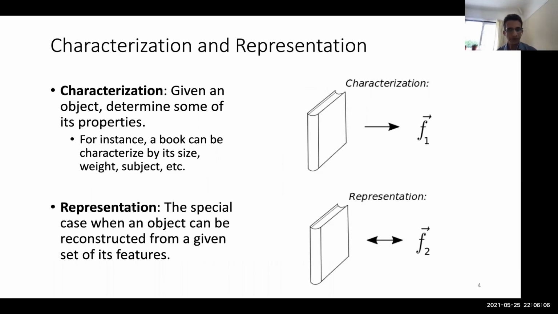It's important to understand the difference between characterization and representation. For any object, by characterization we mean finding a list of features that can be used to represent that object in a different space. Representation is a special case where we can reconstruct the object itself from its properties.